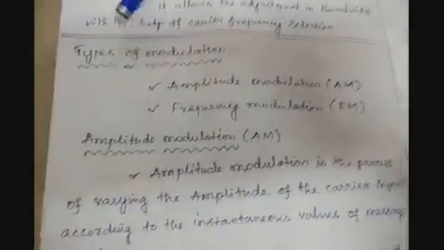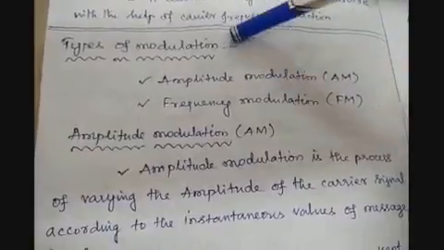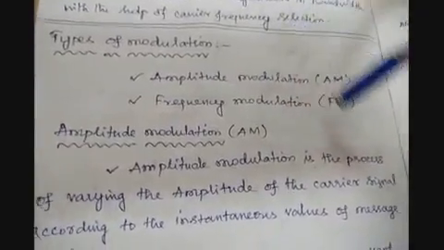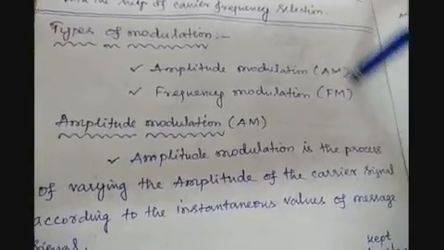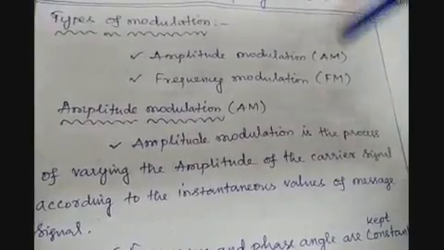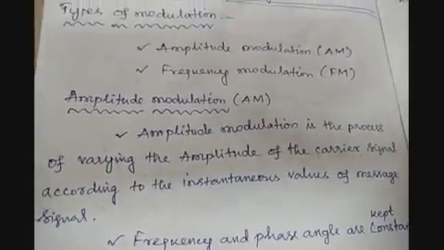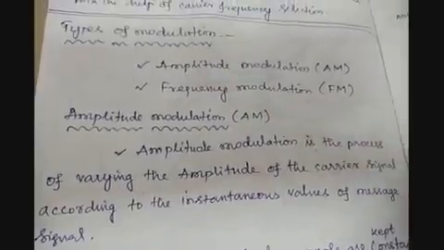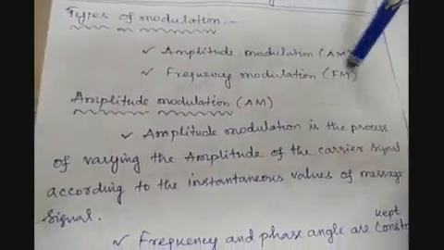So that's all about the need for modulation. We'll move on to the types of modulation. Many types are there in modulation, but in our syllabus we have only amplitude modulation and frequency modulation, AM and FM. So we are going to discuss only AM and FM here, but many types are there in modulation. Remember, two types of modulation we are going to see. One is amplitude modulation AM, next one is frequency modulation FM.